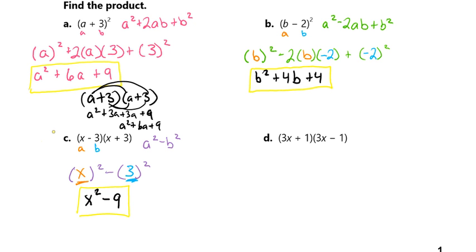Letter D is also like letter C, so I want you to try letter D on your own. Remember that it comes out to an a squared minus b squared. So go ahead and push pause and work this problem out, and then when you're done, push play, and let's see if you were right.